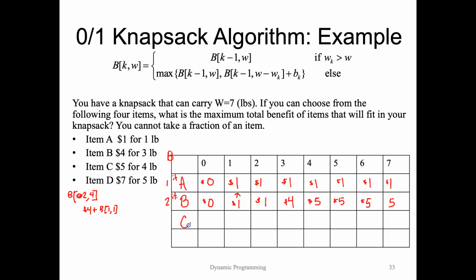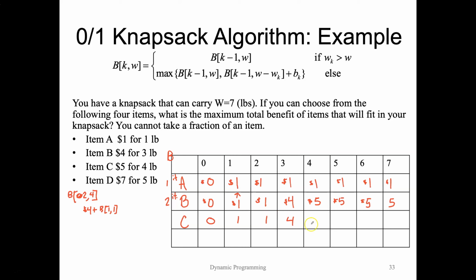Okay, now that we incorporate item C, it weighs 4 pounds, so we won't be able to do anything new until we can carry 4 pounds worth of stuff. So up until that point, the best we'll be able to do is the best that we were able to do before, which is just taking from the cell immediately above it, because the cell immediately above it represents the best way we could select from the first 2 items carrying that specific capacity.